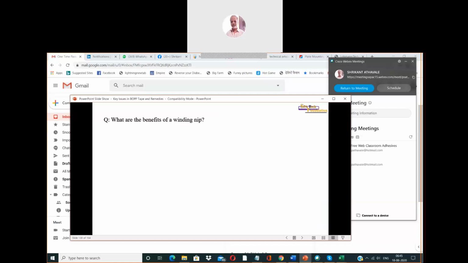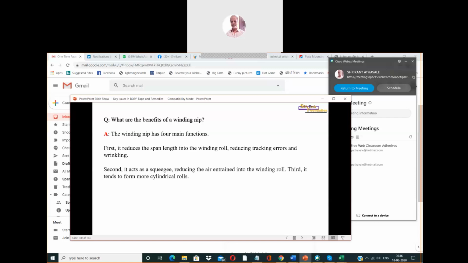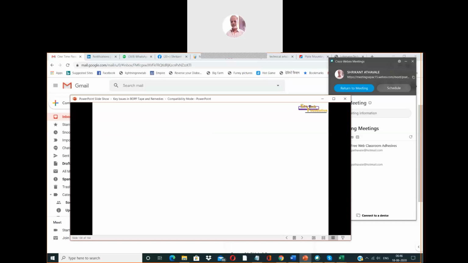What are the benefits of a winding nip? The winding nip has four main functions. First, it reduces the span length into the winding roll, reducing tracking errors and wrinkling. Second, it acts as a squeeze, reducing the air entering or entrapped in the roll. Third, it tends to form a more cylindrical roll. Finally, it tightens the winding roll.